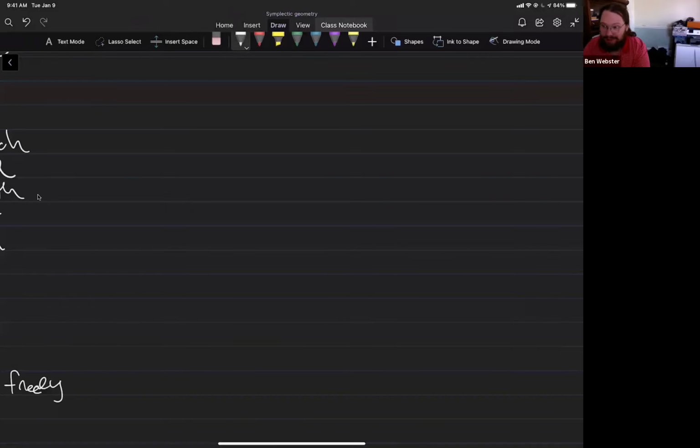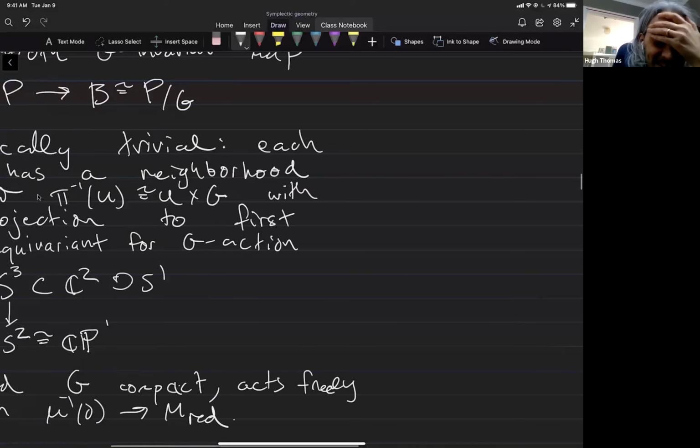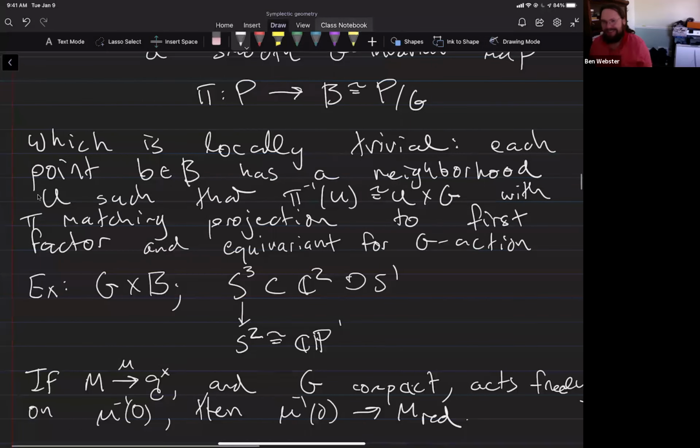x cubed from R to R is bijective, but it's not a diffeomorphism. Its derivative at 0 is 0. And so that's the sort of thing I would worry about. Somehow in practice this very rarely happens, but this just lets you avoid any such concerns.